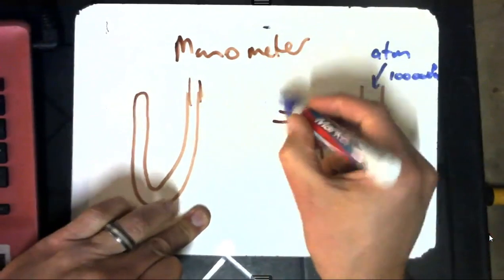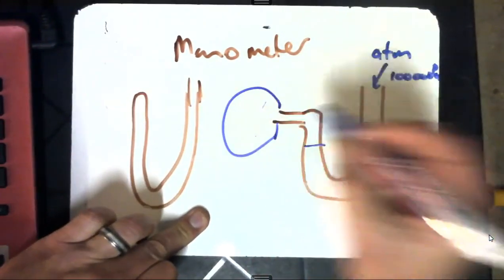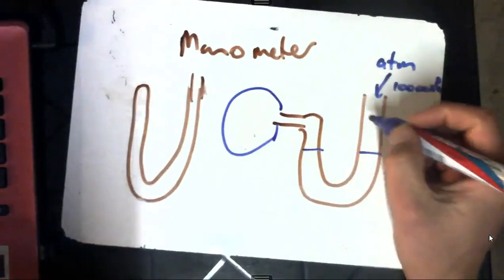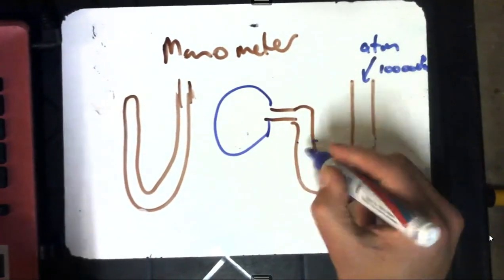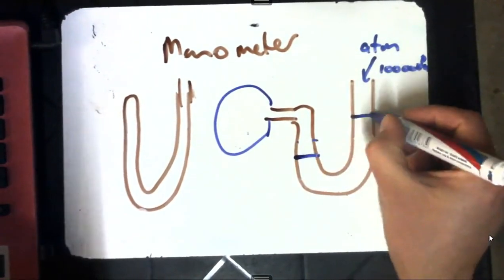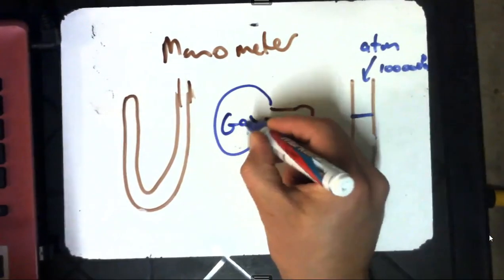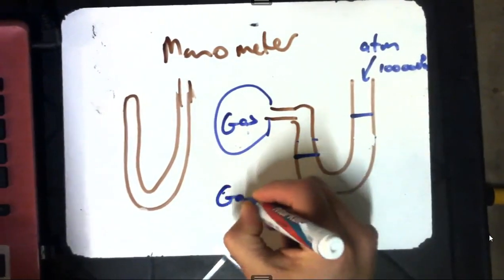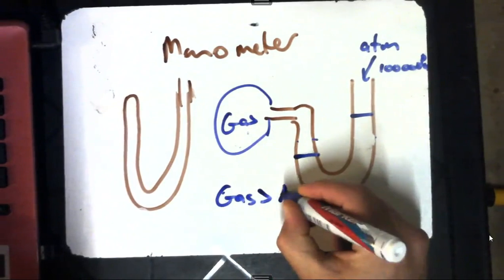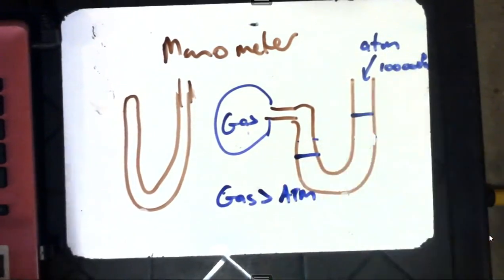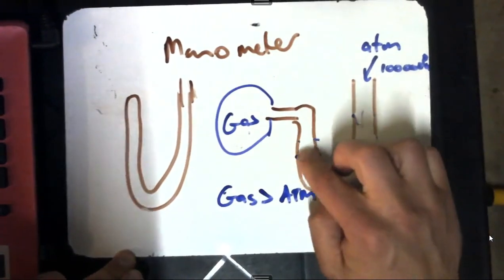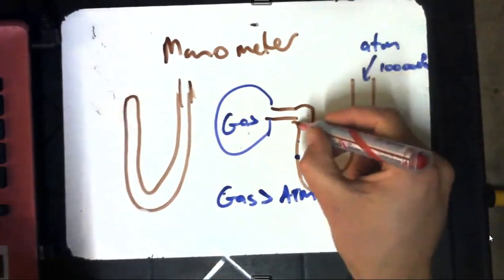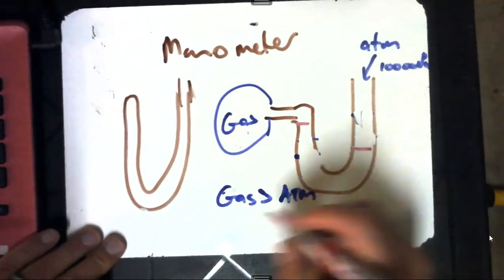But if we connect it now to another gas, and this gas pushes more, then we will have a lower level here and a higher level there. So if the gas pressure is bigger than the atmospheric pressure, this is how it would look. And if the gas pressure is less than atmospheric pressure, it would look like this.